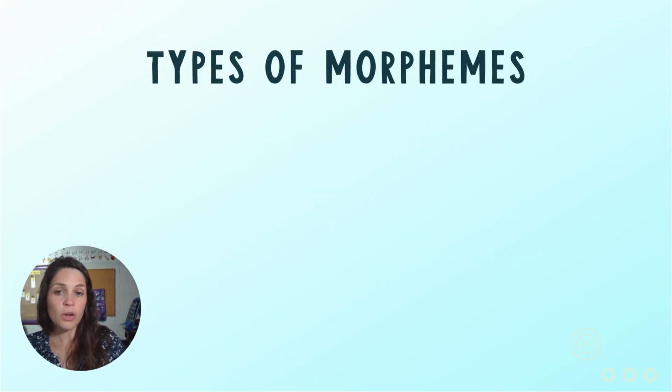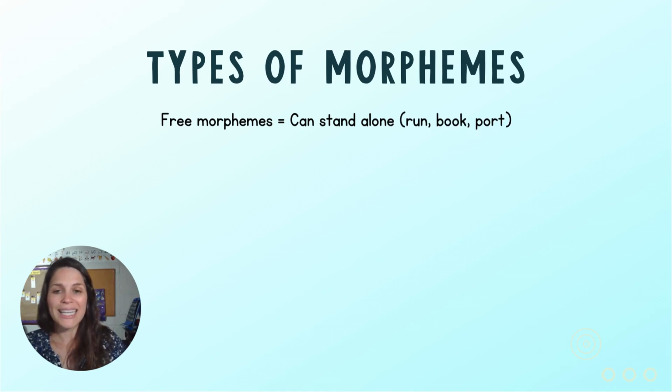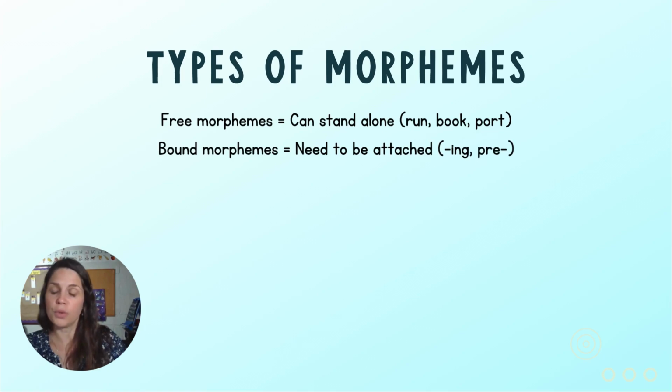When I talk about morphemes, there are actually two types of morphemes that comprise words. We have free morphemes, which are word parts that can stand alone, such as run or book or port. And then we have something called bound morphemes. These are meaningful units of language. They carry meaning, but they need to be attached to something else.